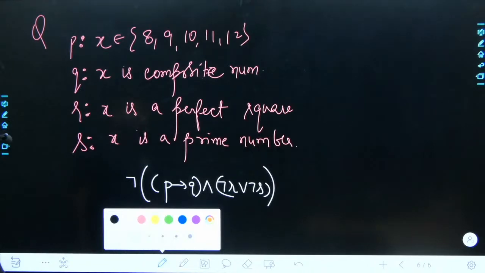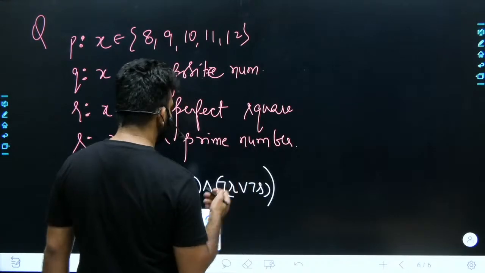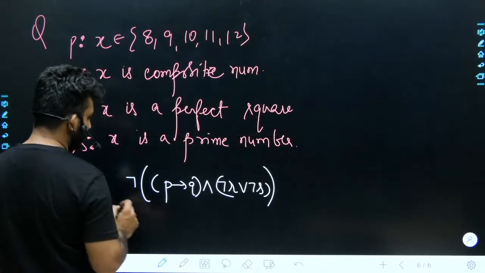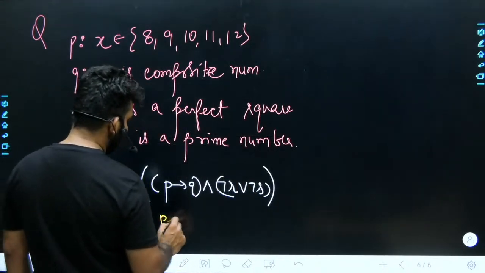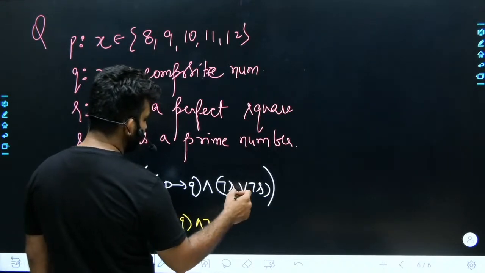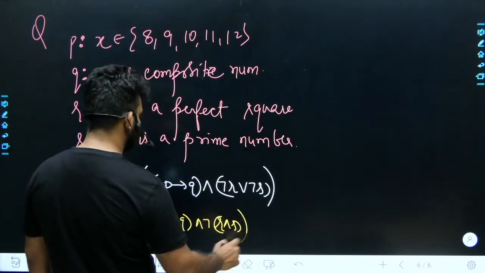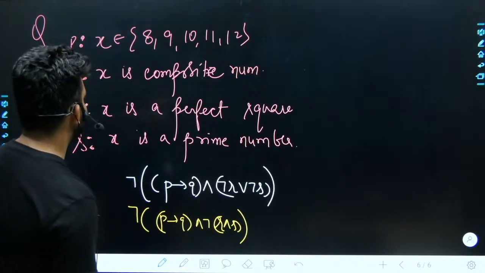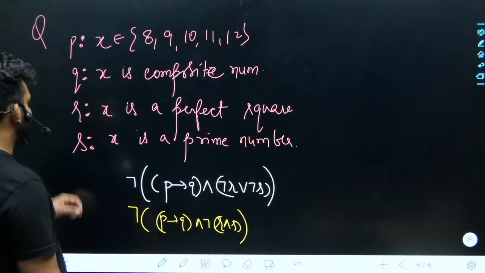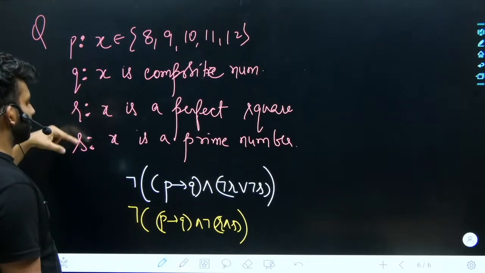So let's see. Not R or not S. If I take this not common over here, what do I get? P implies Q as it is, and not of, what is this? This is nothing but R and S. I hope you know this: R and S.